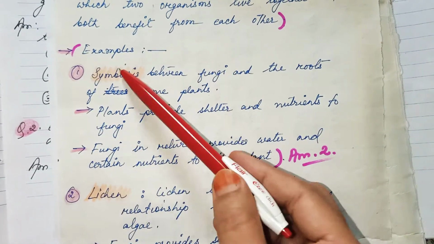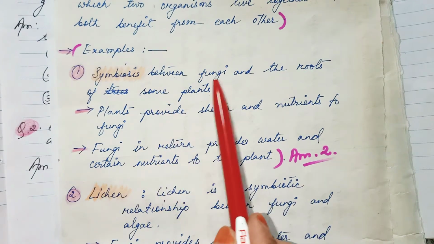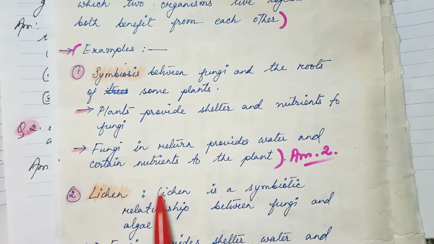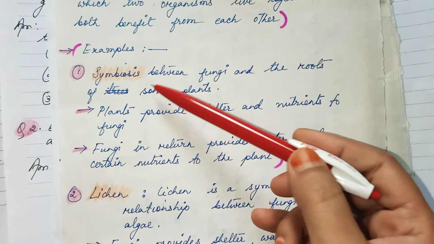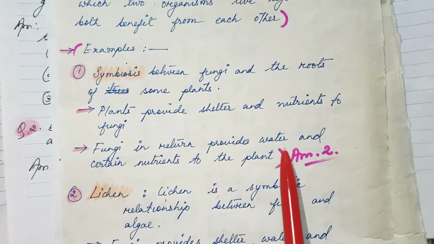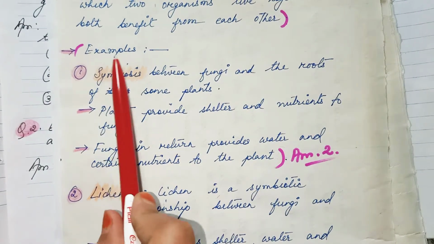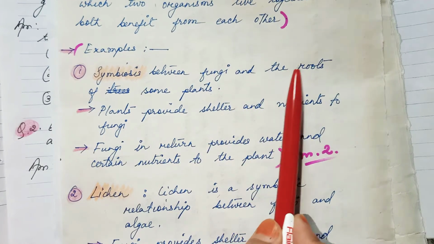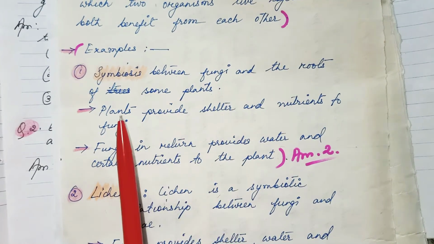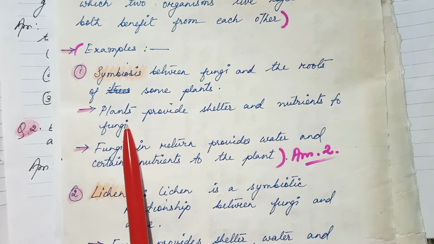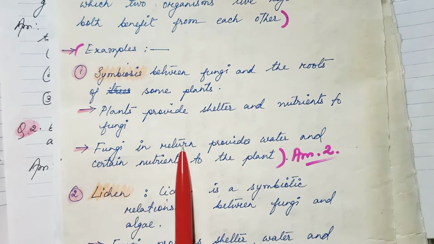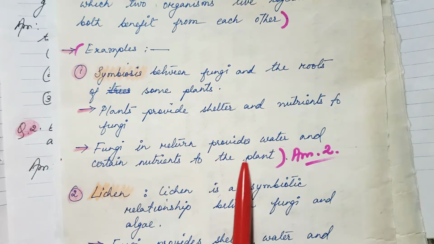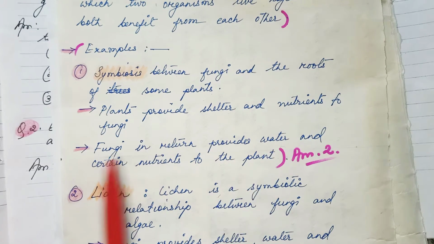Here two examples are given. One is symbiosis between fungi and the roots, and another is the lichen. From these two examples, you can write any one. So here I am marking the first one. You have to write an example, symbiosis between fungi and the roots of some plant. Plants provide shelter and nutrients to fungi. Second, fungi in return provide water and certain nutrients to the plant. Up to here you have to write the answer.